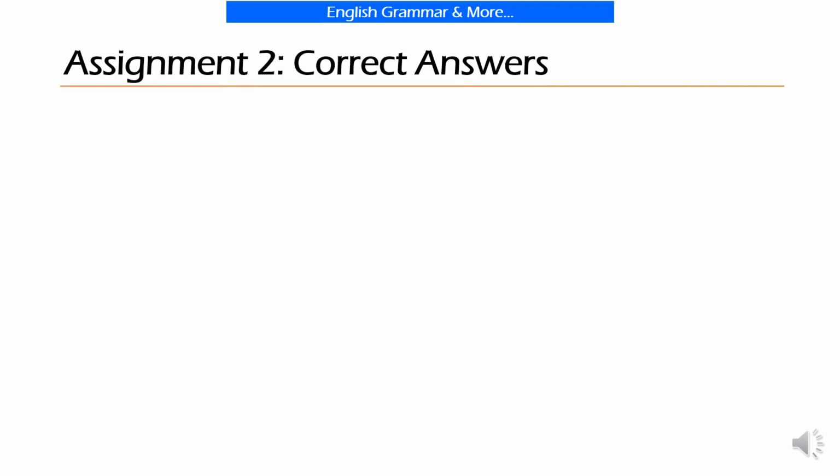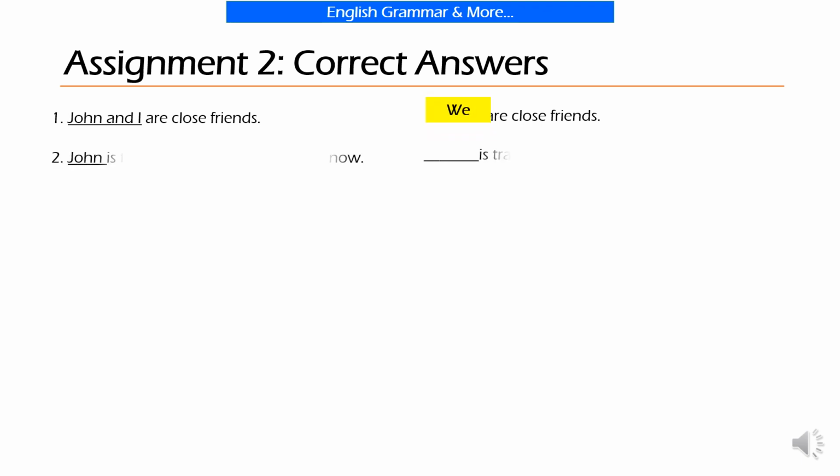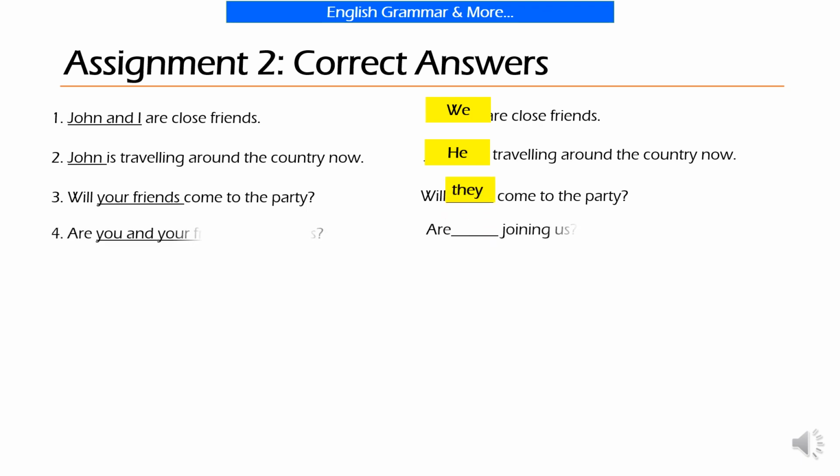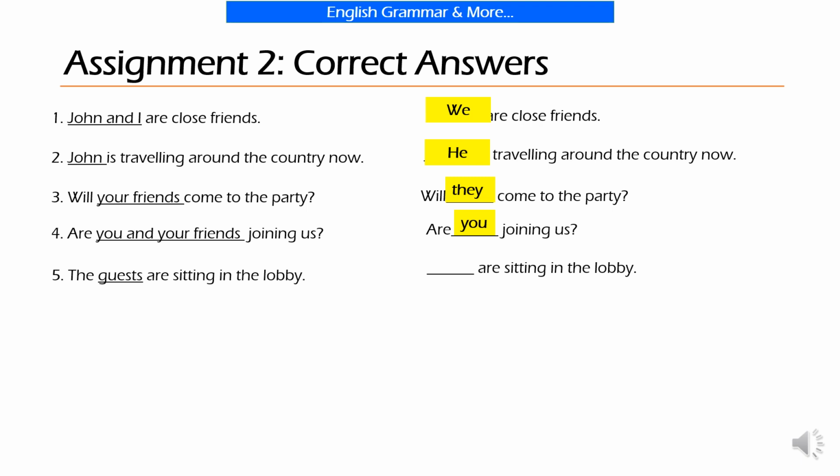Time is up. Let's see the correct answers for the second assignment. John and I are close friends. We are close friends. John is traveling around the country now. He is traveling around the country now. Will your friends come to the party? Will they come to the party? Are you and your friends joining us? Are you joining us?